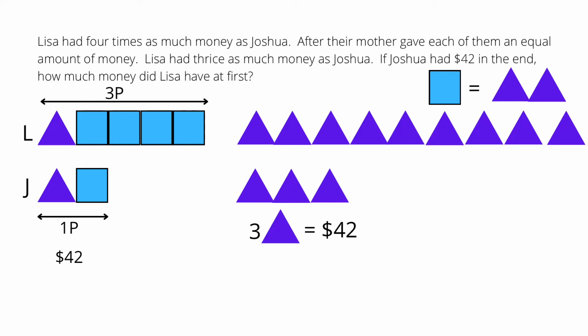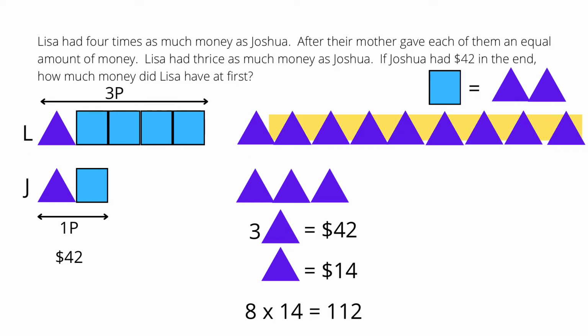$42 divided by 3, then 1 triangle equals $14. The question is, how much money did Lisa have at first? Pay attention to the word at first. You know this amount is given by the mother, so we cannot include this triangle. The amount that Lisa had at first was 8 triangles. 8 times 14, Lisa had $112 at first. We are done with this question.